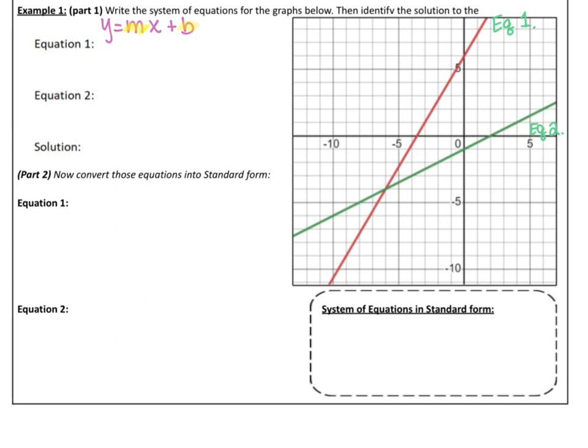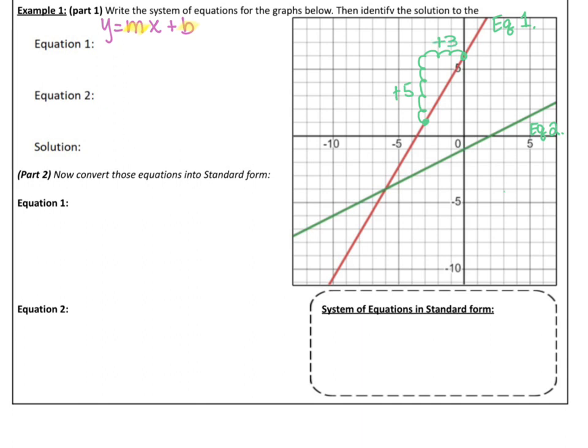So first, I need to identify 2 points on the line. I see one here, and I'm going to label the other one. So I found 2 points. I'm counting my rise over run. I see that we go up 5 and over 1, 2, 3.